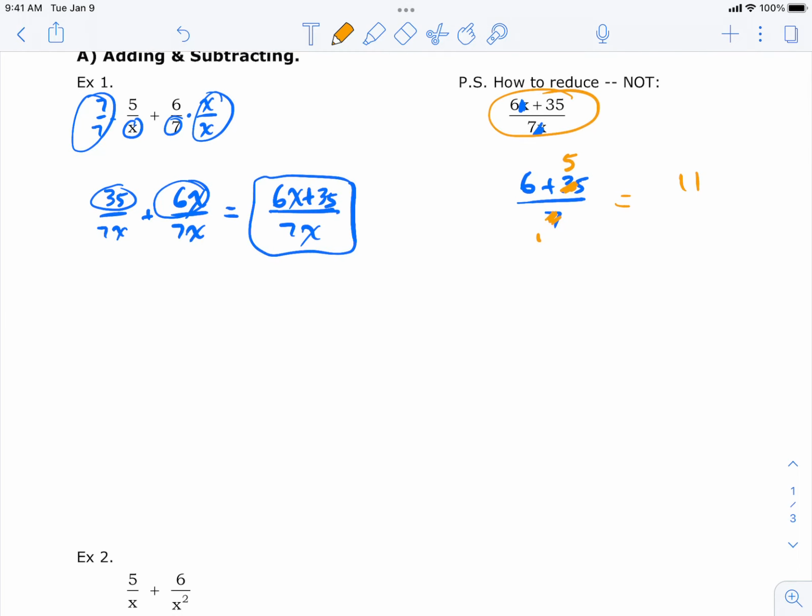So what you would be saying is, here's what we started with. You canceled x's, you canceled 7s, and what do we got? Across the top, we got 6 plus 5 is 11. It's just a 1 on the bottom. So it's 11. Now, hopefully you're saying, wait, that can't be right.